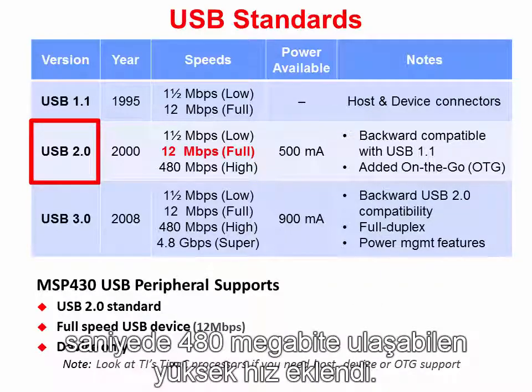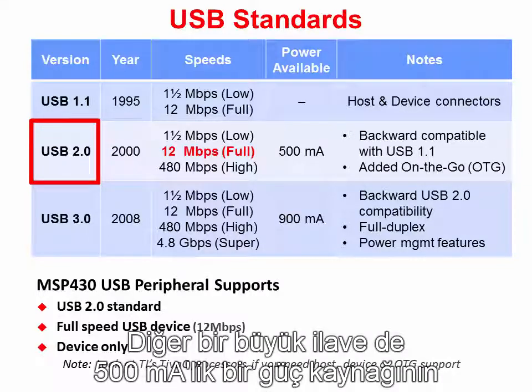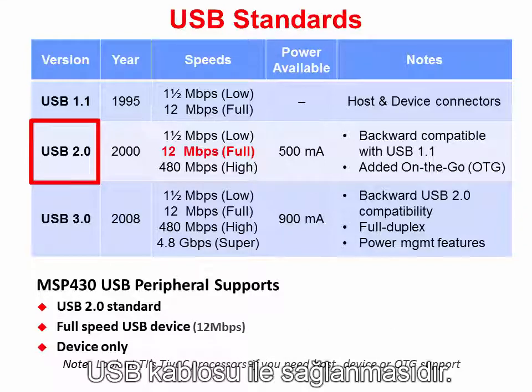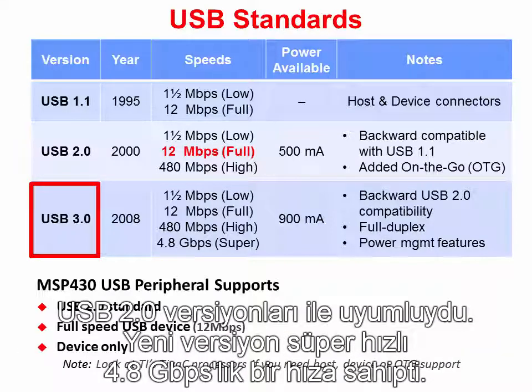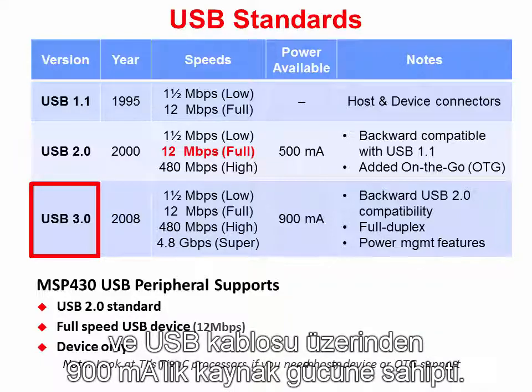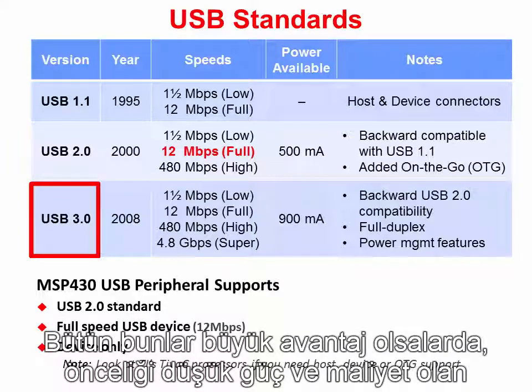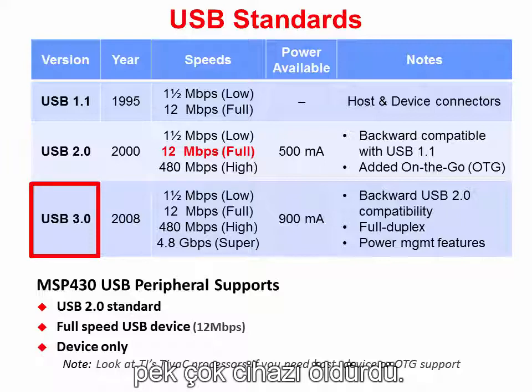Along with the low and full speeds, a much faster high speed 480 megabit per second rate was added. Other major additions to the standard included a power supply of 500 milliamps provided on the USB cable. In 2008, USB added the 3.0 revision, once again backward compatible to USB 1.1 and USB 2.0. The new revision, though, added a super speed 4.8 gigabit per second rate, as well as a bump up to 900 milliamps in source power from the USB cable. While these are great advantages, it's overkill for many systems where low power and cost are primary directives.